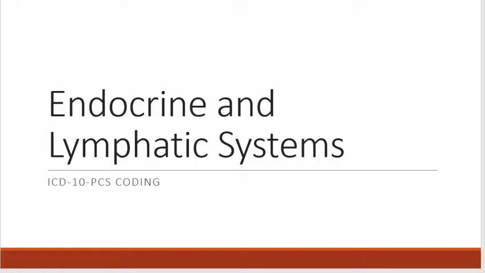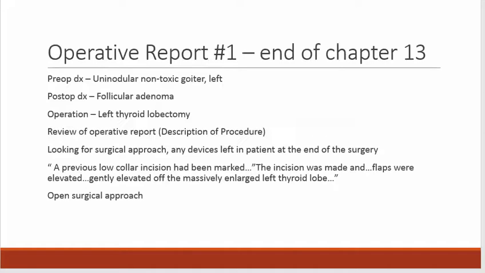So this is chapter 13, which is on the endocrine and lymphatic system. And chapter 13 is part of lesson 12 of this course. So the first operative report is focused on removing a patient's left thyroid lobe.